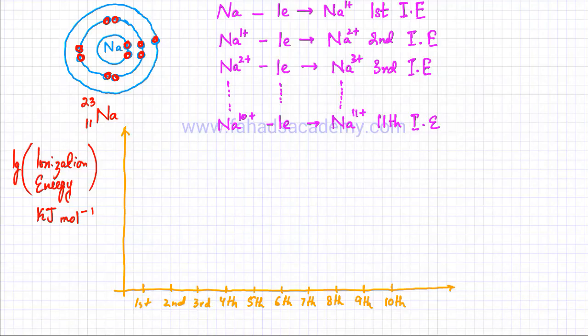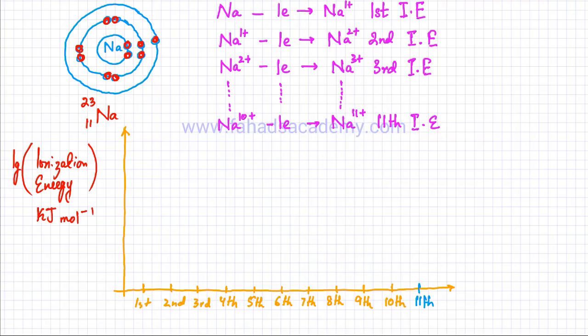Now I've drawn this graph for you, and the y-axis of this graph represents ionization energy, and the x-axis represents the number of the ionization energy. So that's first, then second, then third, then fourth, and this is going to be the 11th ionization energy. So we have a total of 11 ionization energies. My x-axis represents the number of the ionization energy, and the y-axis represents the amount of ionization energy, whether it's high or low.